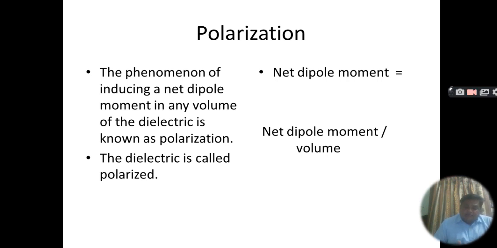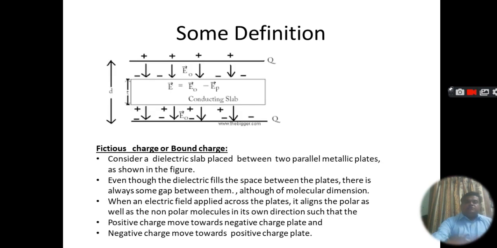As alignment increases, temperature decreases and field increases. Alignment is proportional to the electrical field, but inversely proportional to temperature. Now we are going to discuss a very important condition.